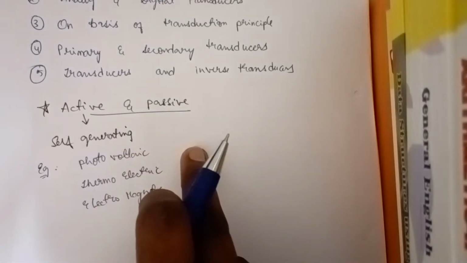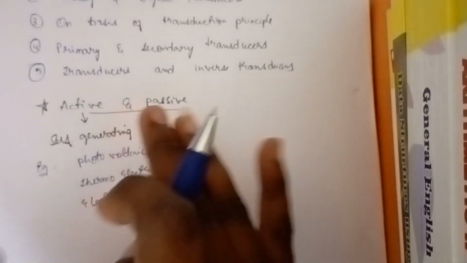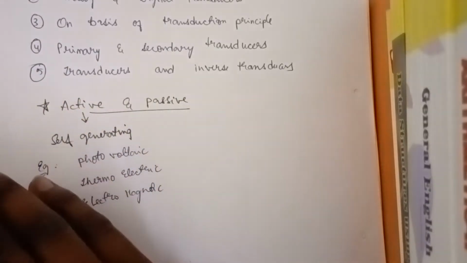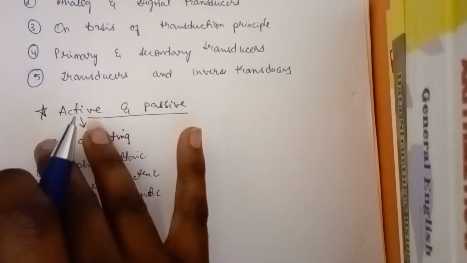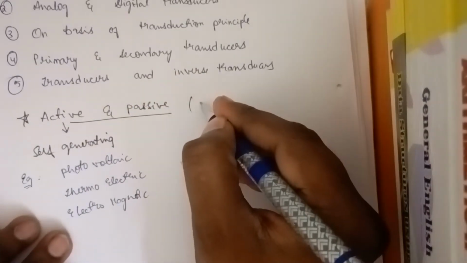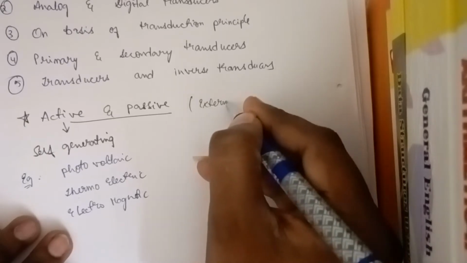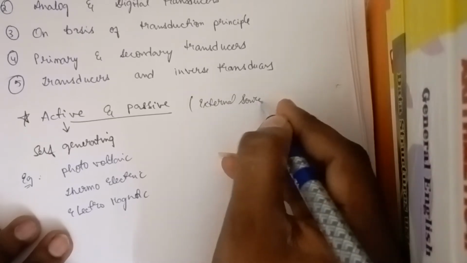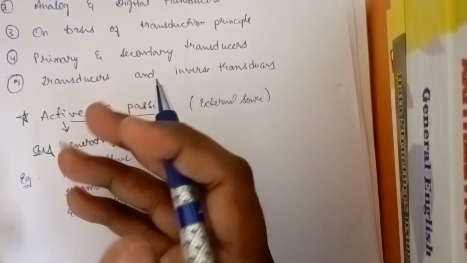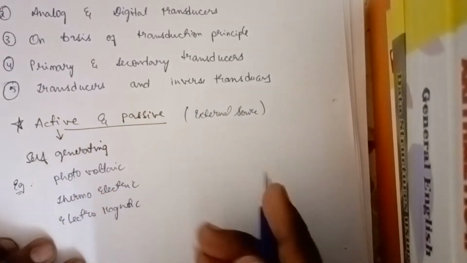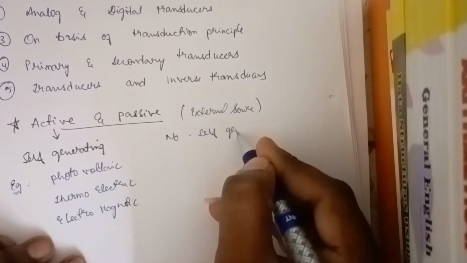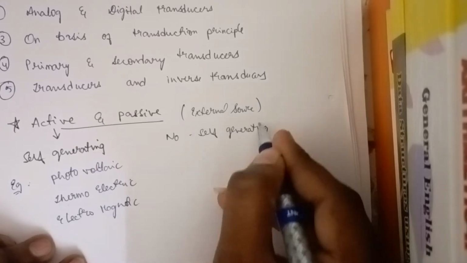Now when we talk about passive transducers, the opposite of active transducers: active ones do not require any external source, they are self generating, whereas passive transducers require an external source for their operation. So they are non self generating type of transducers.